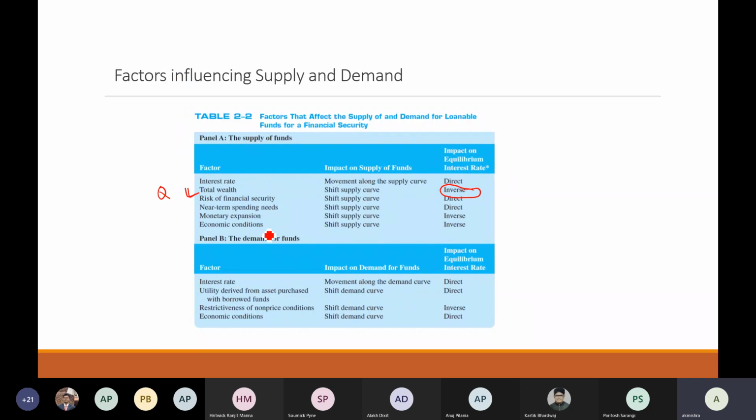Now, the second point is risk of financial security. If the risk of financial security is increasing or decreasing, there will be a direct impact. Then near-term spending need.